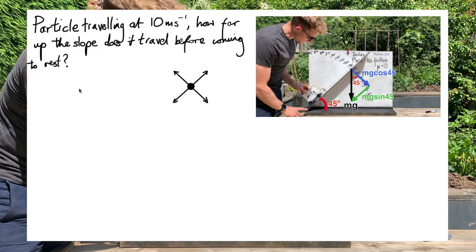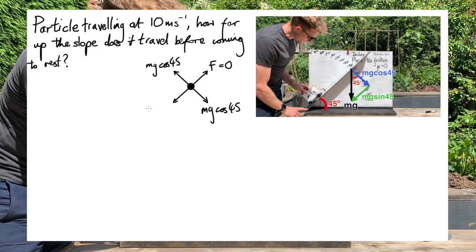Okay, so the slope is 45 degrees, so we'll start off with a particle, a point here, and we'll label on the forces. So the force here, going into the plane perpendicular to it, is mg cos 45. Therefore we have mg cos 45 as the normal reaction force. Going up the slope, we have 0 force. Okay, we're not providing any force to this particle up the slope. It's travelling at 10 meters per second, so there's no force, it's at a constant speed to start with.